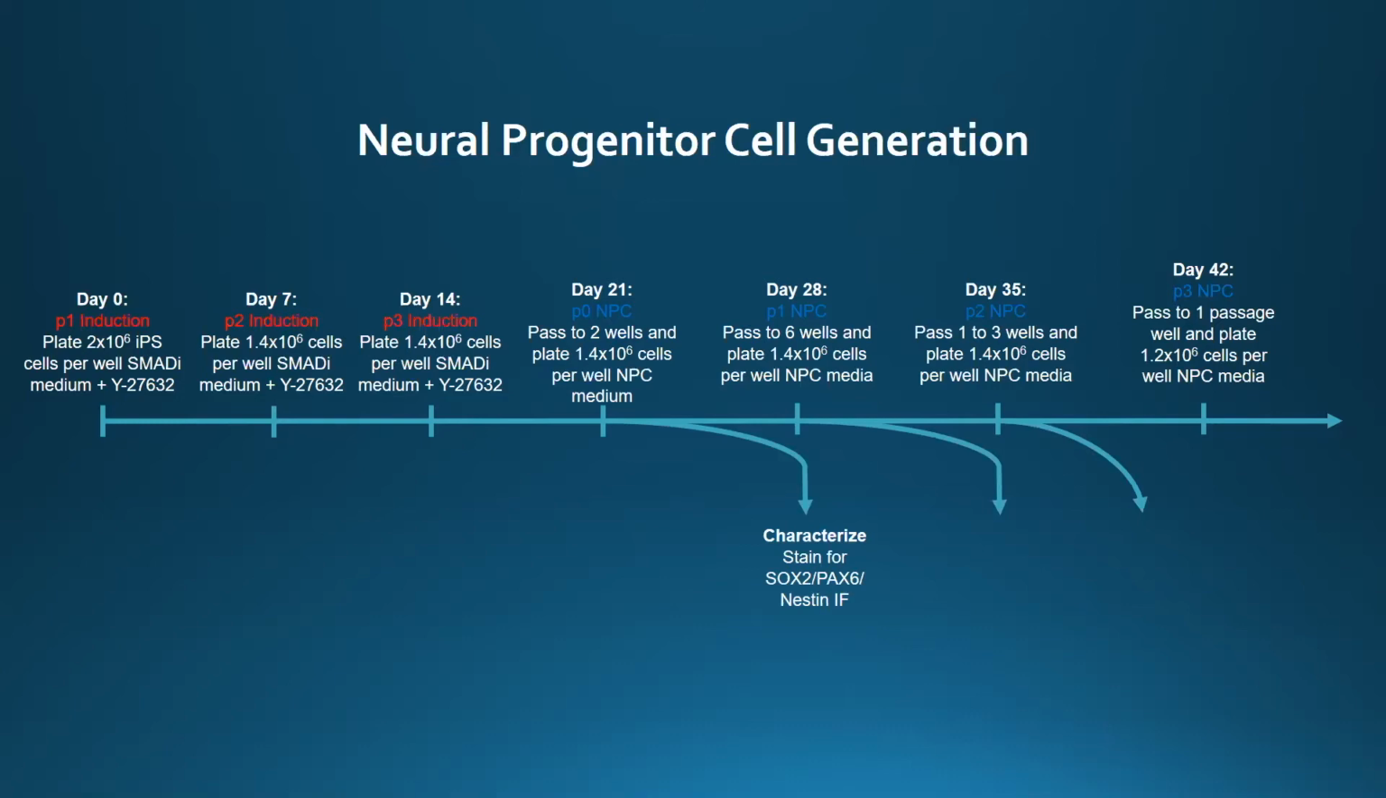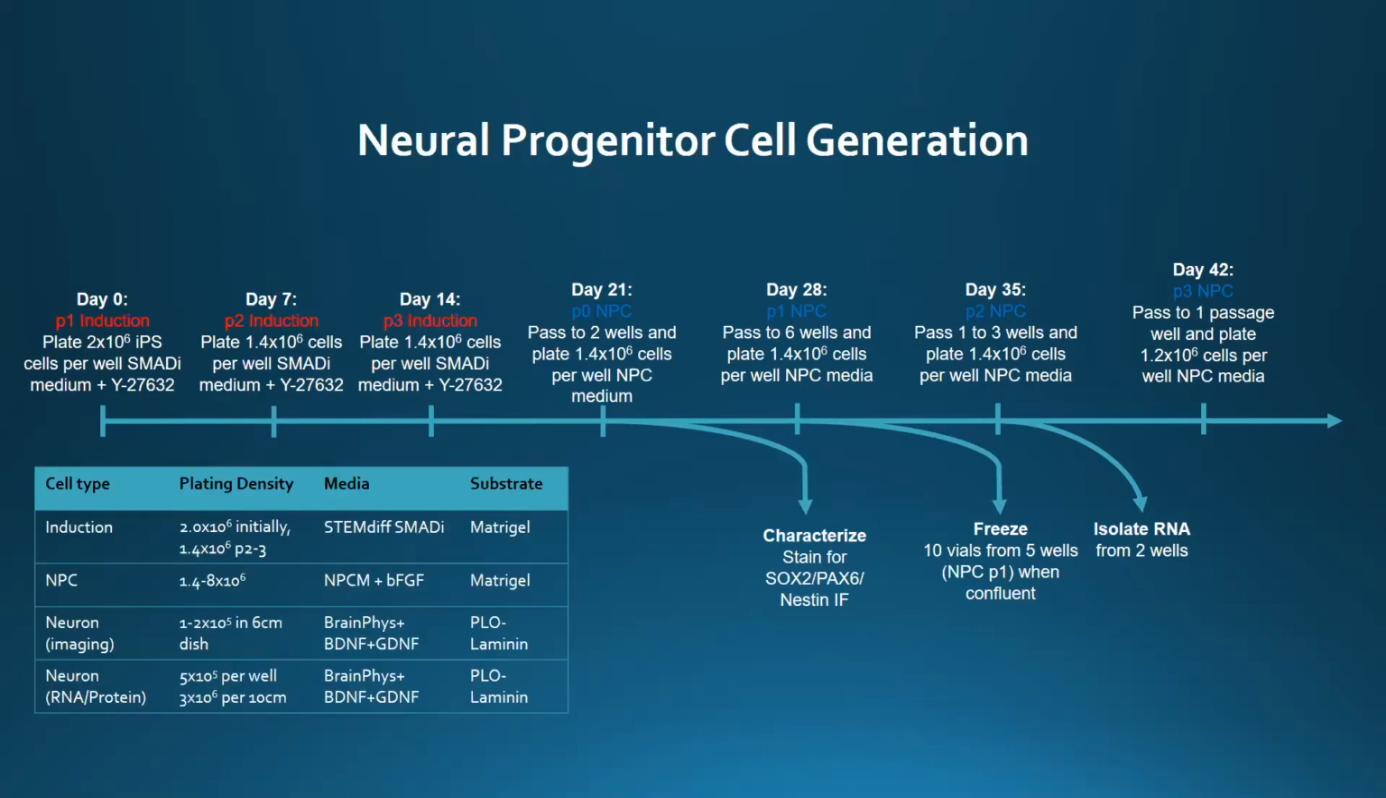After P0, we will stain and confirm that they are NPCs. At P1, we will freeze back 10 vials. Those will be returned to the users. And then after P3, we'll isolate RNA for further use. And then here's just some of our plating density, the media, and the substrate they're grown on.